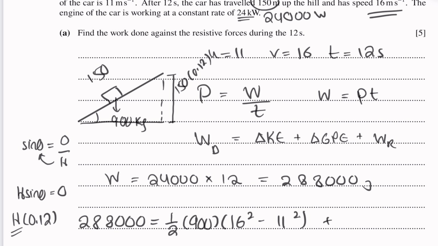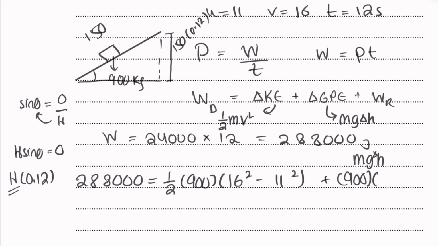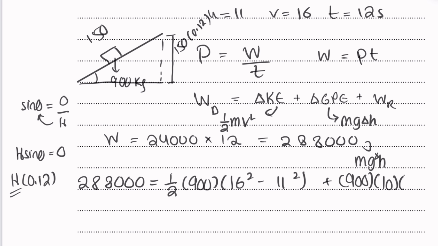Now, we have mass 900, and in gravity we know that mass times gravity times the change in height equals the change in gravitational potential energy. So let me just write down these formulae, and we have 1/2 times mass times velocity squared. Then we're going to have times 10, and then the change in height is going from 0 all the way to 150 times 0.12, which by the way is 18 meters vertically, and that's the work done against resistance, and that's what we're trying to find.